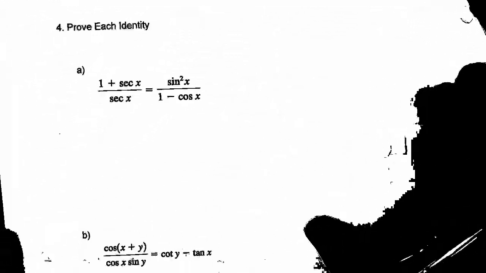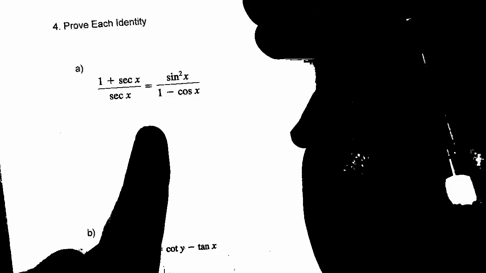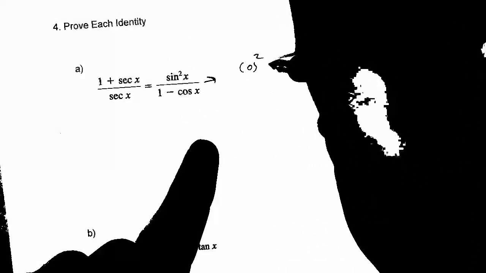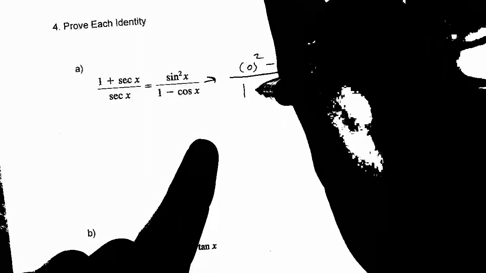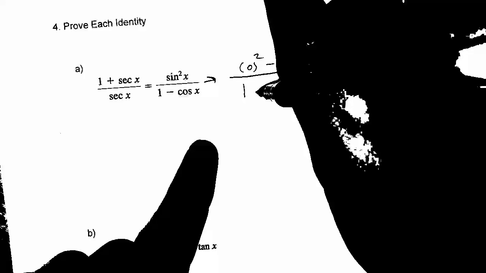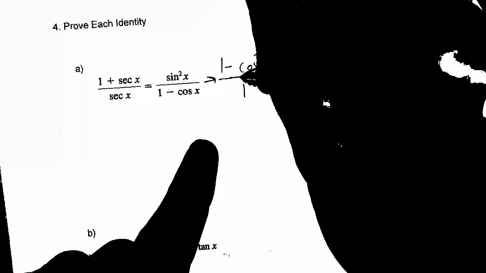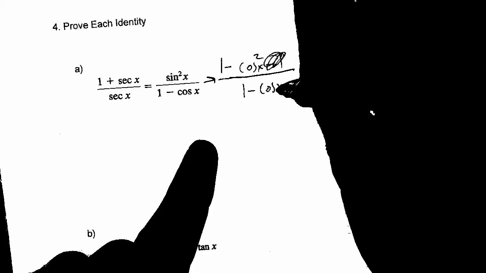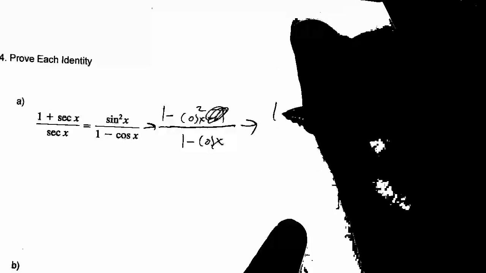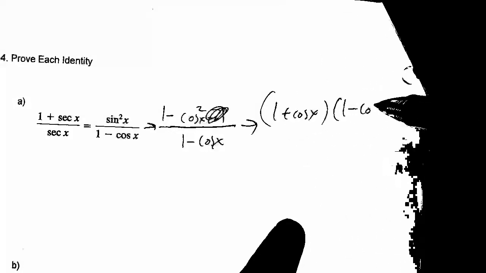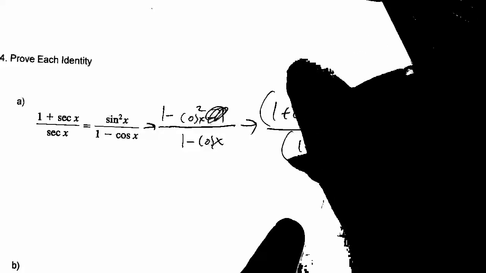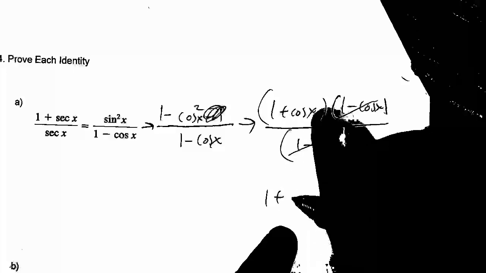All right, continuing on. Proving these identities. To prove this identity, I'm going to start with the right side by expanding the right. So I'm going to rewrite sine squared as, sorry, not cosine squared minus 1, but 1 minus cosine squared, over 1 minus cosine x. Then using the difference of squares, that is the same as 1 plus cosine x times 1 minus cosine x, over 1 minus cosine x. And then these will cancel, and I'll be left with 1 plus cosine x.